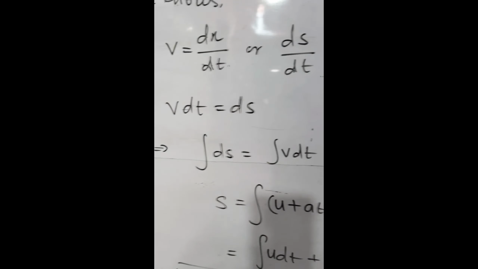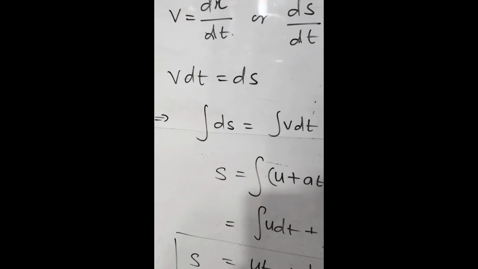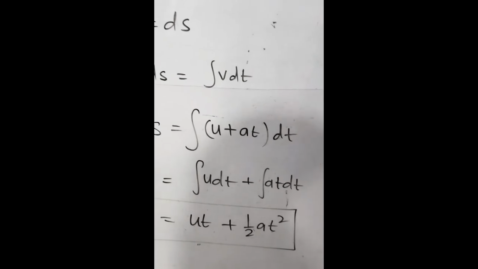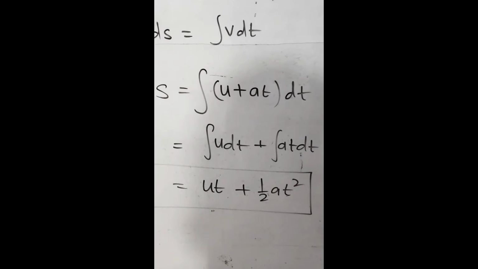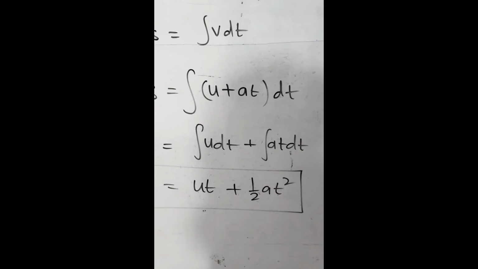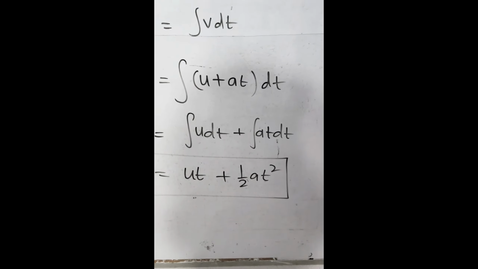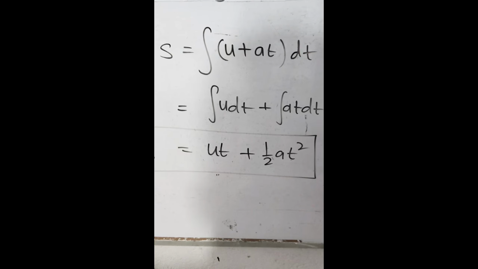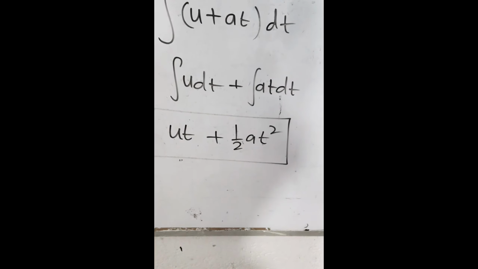So v is ds by dt. So v dt is equal to ds, because dt goes towards v, and apply integration. ds becomes s, and v dt. In place of v, we write our first equation that we already derived in the first part, u plus at. Then applying integration with this inner equation u plus at, this will give you u dt plus at dt. And after integration, u dt becomes ut, and half at square. How does it become half at square?